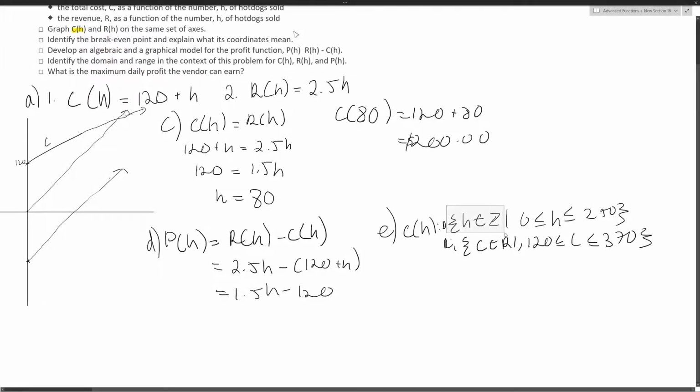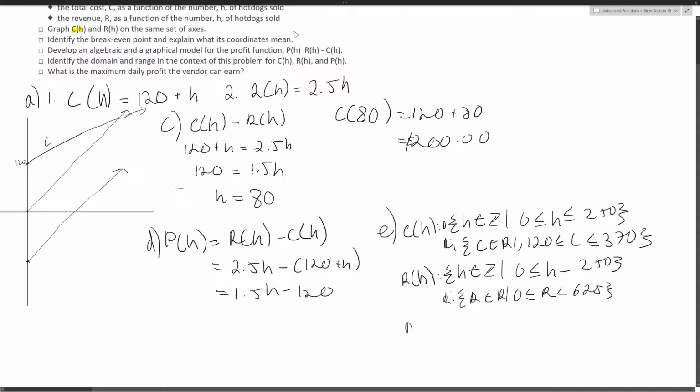Still, we can't have half a hot dog, so that's good. Again, we can't sell more than 250 hot dogs, and we can't sell negative hot dogs, so our domain would stay the same. So R of H would be the same as the one we had up top. Let's see if I can copy it. There you go, that's good enough. Then for our range, we need to again discuss what our lowest value is. Well, we're starting at 0, so we have that R is a number such that from 0 to 250 times 2.5, which is 625. There you go.